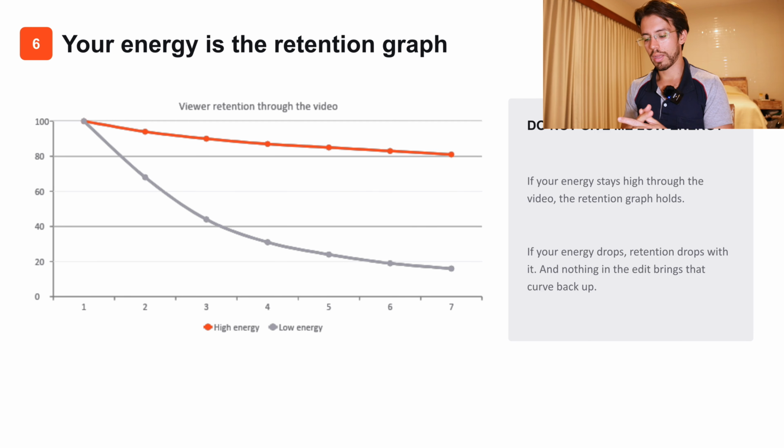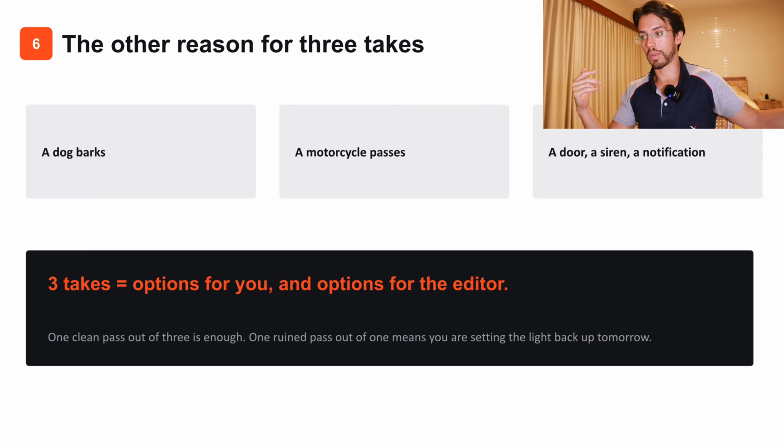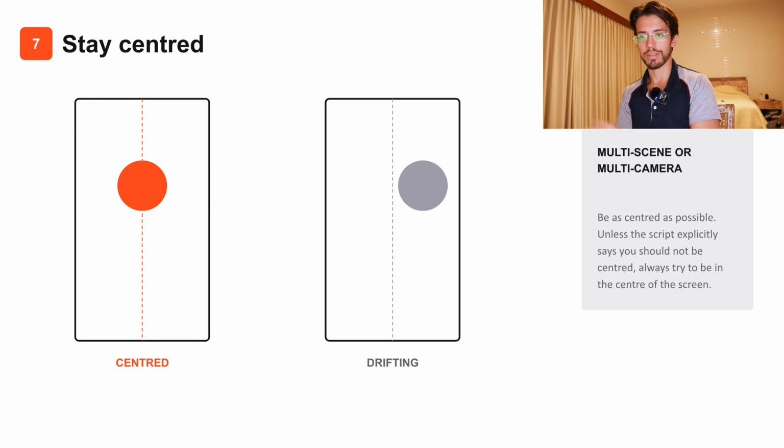Another reason why you should do more takes is there's going to be a motorcycle, there's going to be your kids coming up, there's going to be something that happens. So the more options you give to the editor, the better you're going to do and the better the result is going to come out. When you're recording, as you can see again with my camera, I am centered. That is what you want to do. And if you're doing multi-cameras, you want to stay centered.